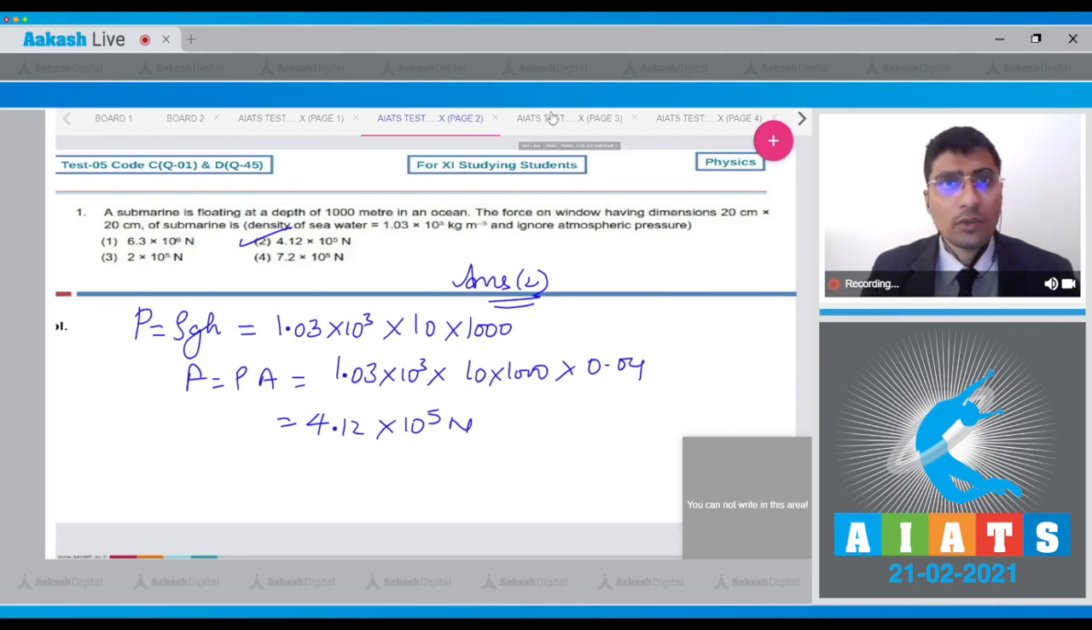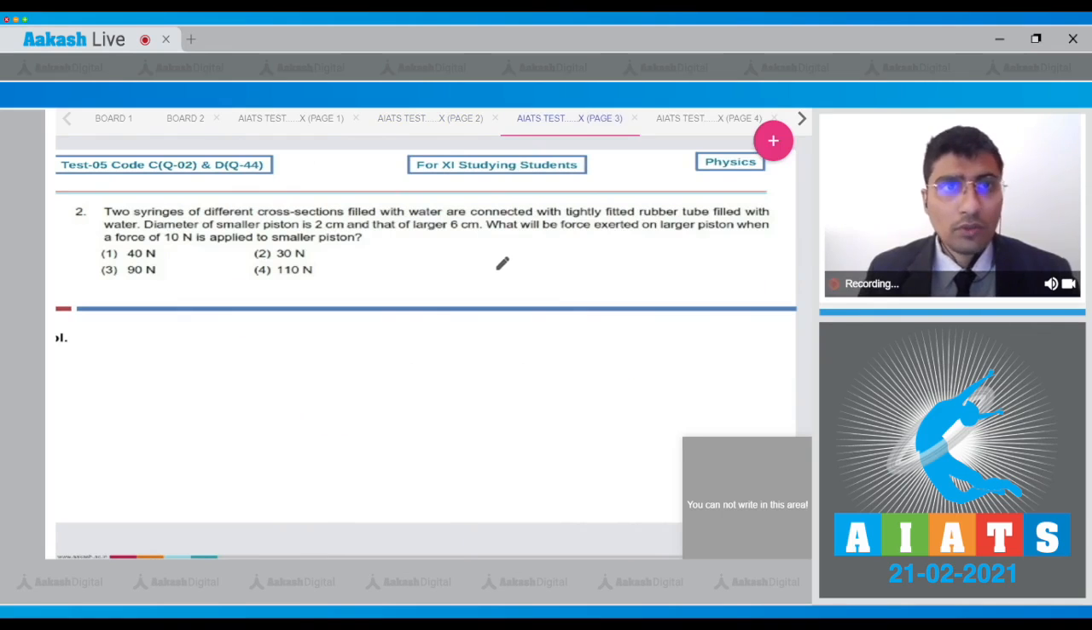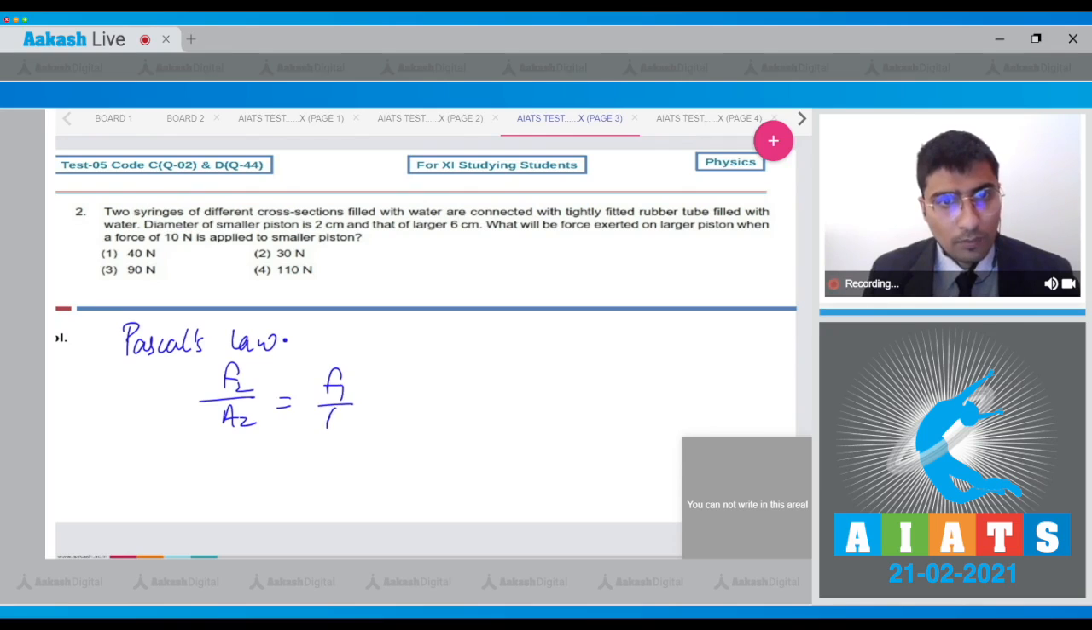Now let us move to the second question. In the second one, two syringes of different cross sections filled with water are connected with a tightly fitted rubber tube filled with water. The diameter of the small piston is 2 cm and that of the larger is 6 cm. What will be the force exerted on the larger piston when a force of 10 Newton is applied on the smaller piston? The student, for this we will use the concept of Pascal's law. As per Pascal's law, the excess pressure on both the sides will be equal. That is F1 by A1 is equal to F2 by A2.